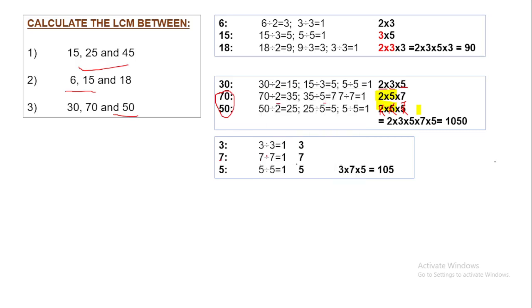No, it cannot. And then can 3 divide this? No, it cannot. Can 5 divide this? No, it cannot. Then can 7 divide this? Yes, 7 divided by 7 is 1. So that becomes the prime factor. So the prime factor for all the prime numbers are their own numbers.